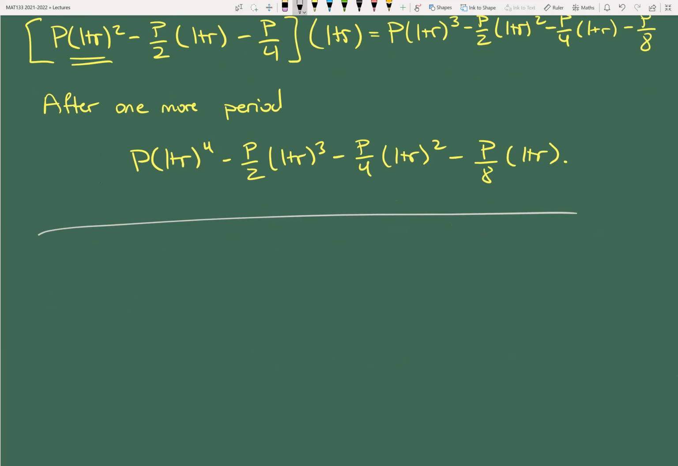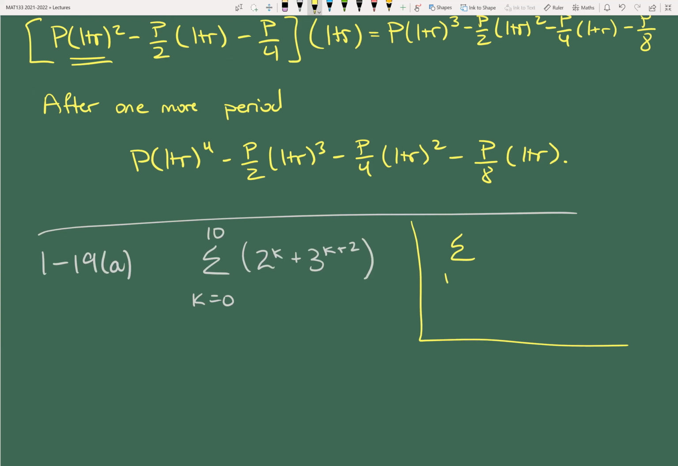So 1.19A, and it says to evaluate this expression: the sum from k equals 0 to 10 of 2 to the k plus 3 to the k plus 2. Okay, and then just as an aside, we'll remind ourselves of the formula for a geometric series: the sum of r to the k is (1 minus r to the n plus 1) divided by (1 minus r). Okay, because we're going to need that.